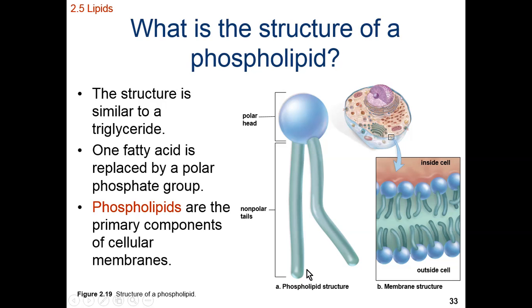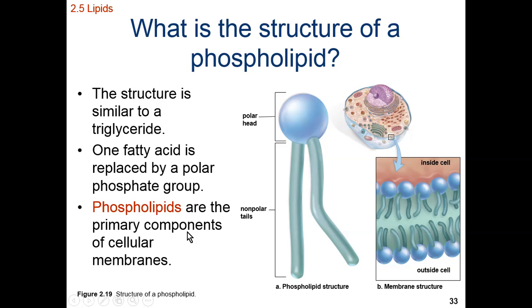These nonpolar fatty acid tails do not like to mix with water. They do not like being exposed to water, and will preferentially huddle together to stay away from the water molecules that are inside of the cell and outside of the cell. The polar head, though, likes mixing with polar water molecules, so the polar heads can be exposed to the inside of the cell and the outside of the cell.